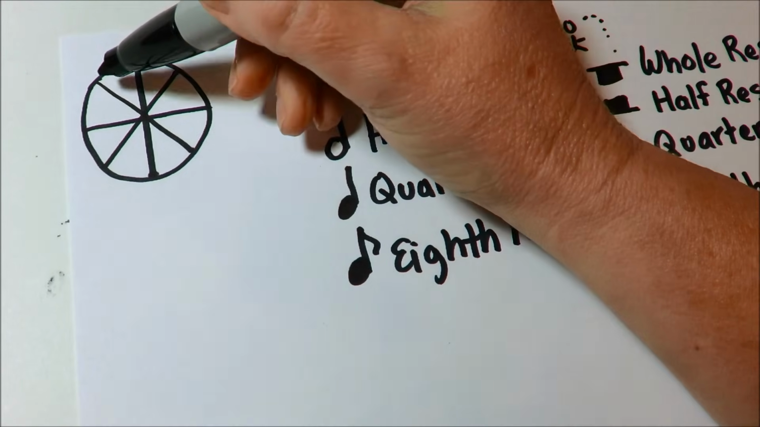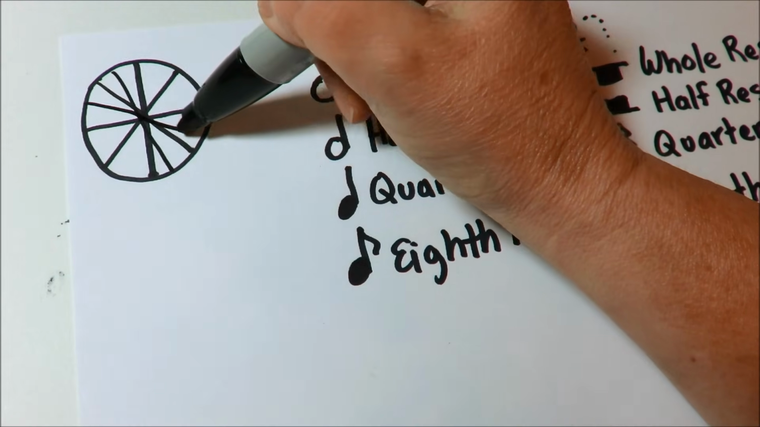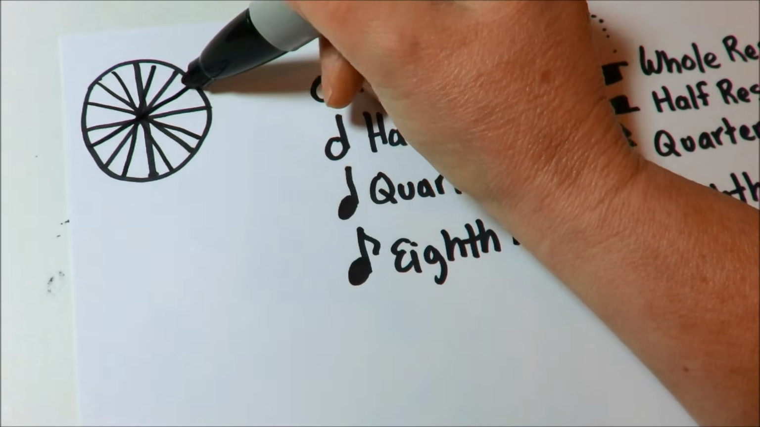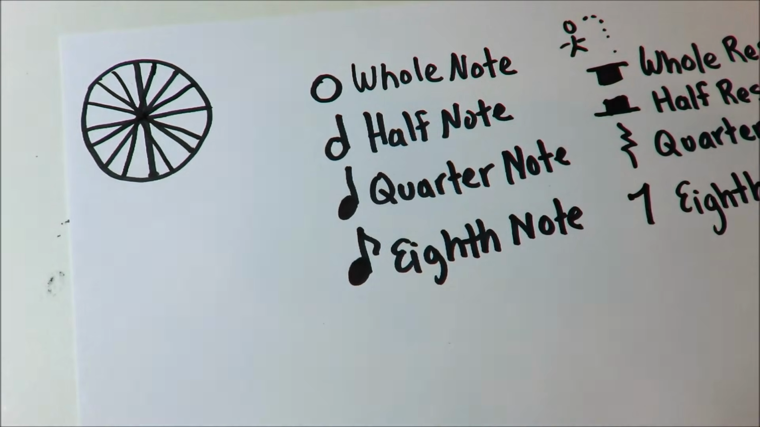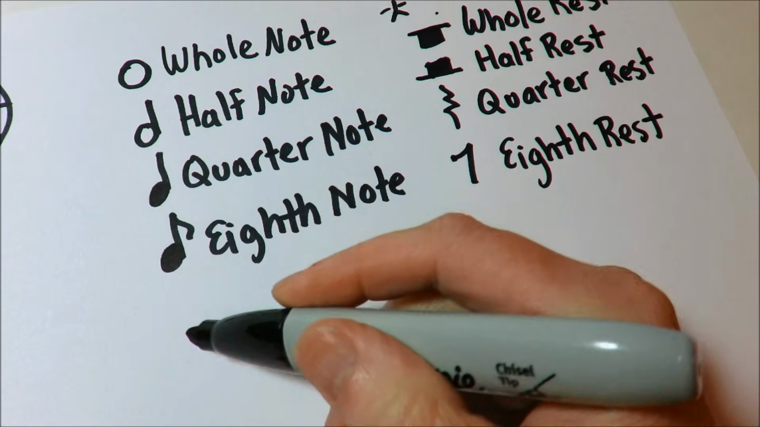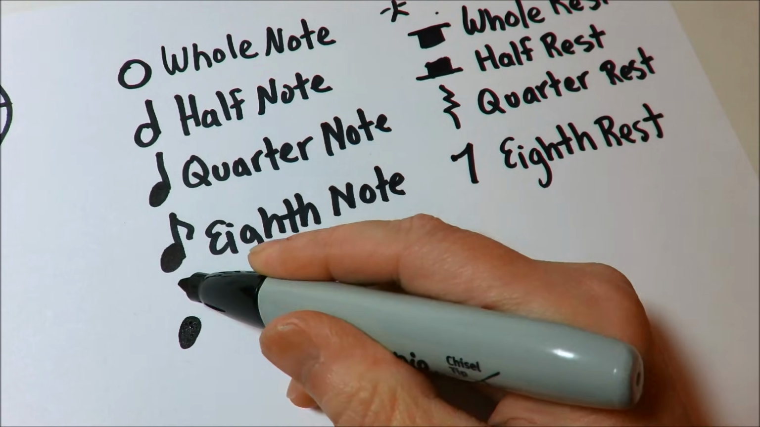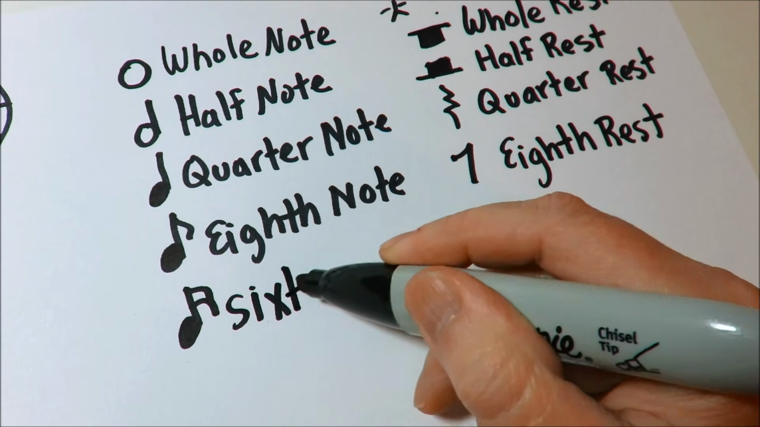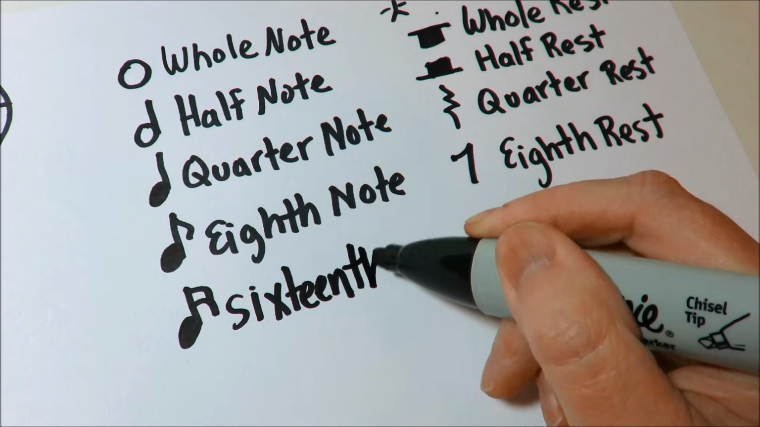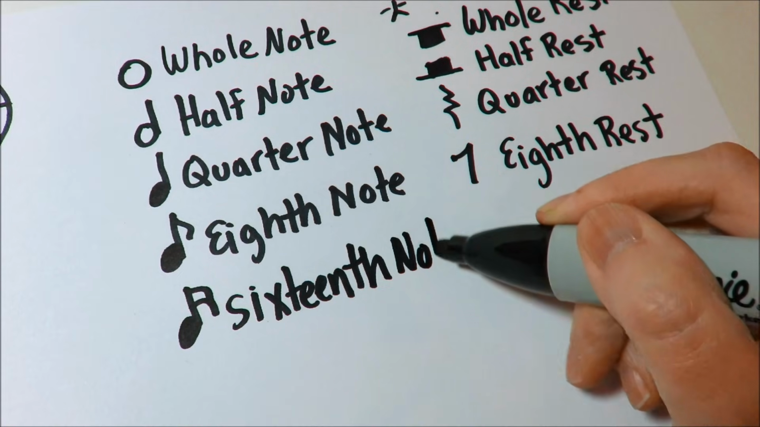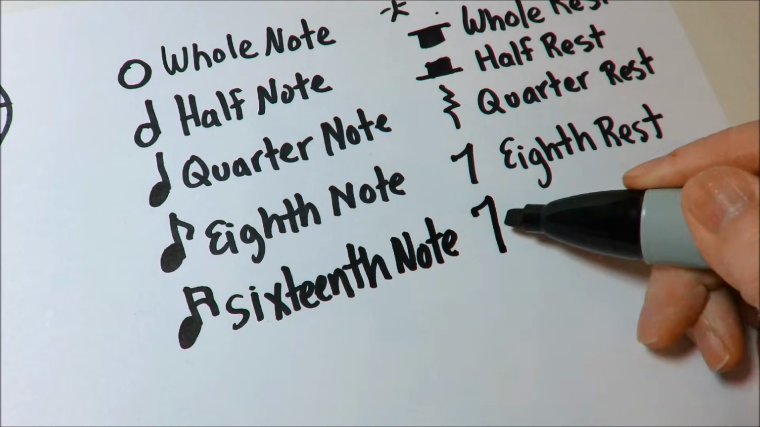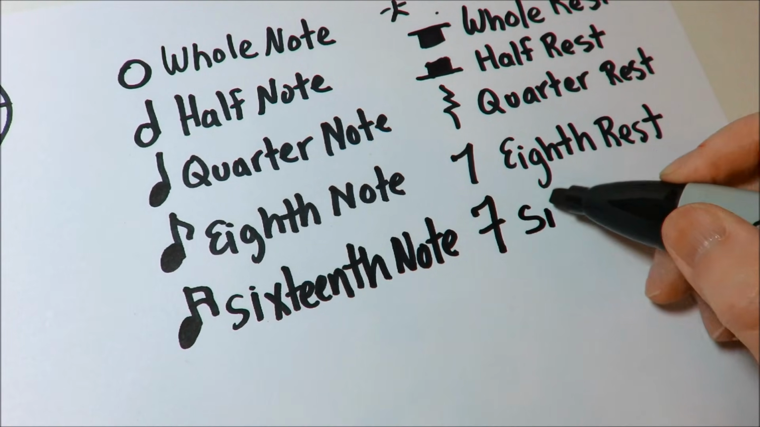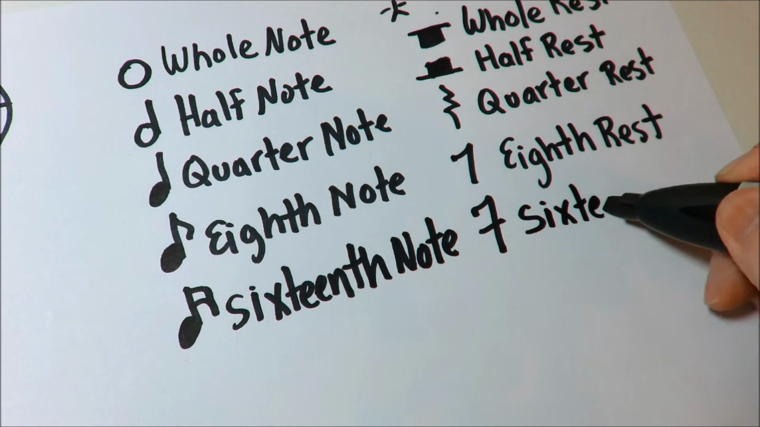Let's cut the pie again. What's the next guy going to be called? Oh my goodness, it's starting to look like a bicycle. 16th note. This is seemingly very busy. 16th note. And if that's the 16th note, his partner's name is? Yes, it is. 16th rest.